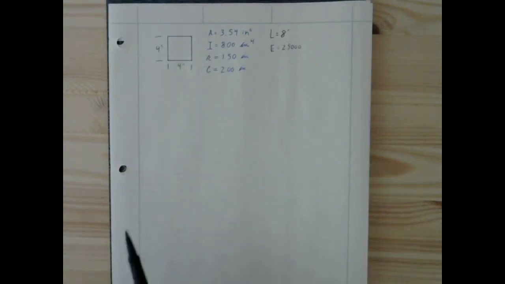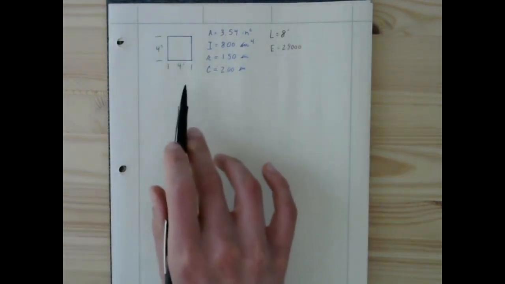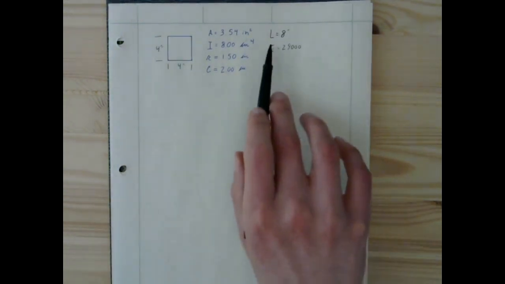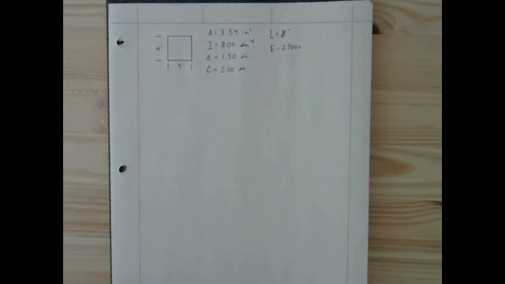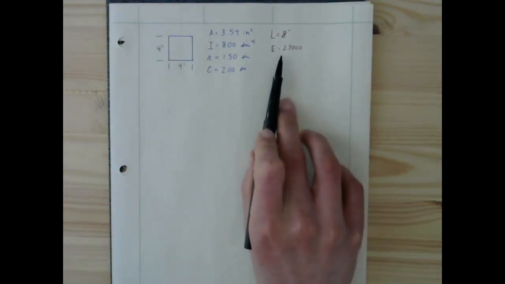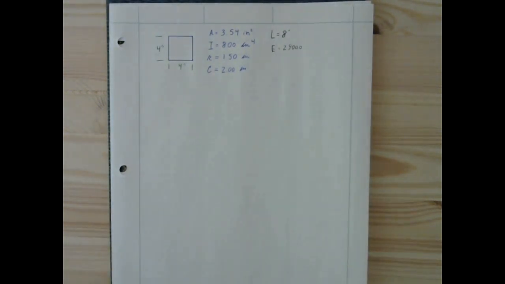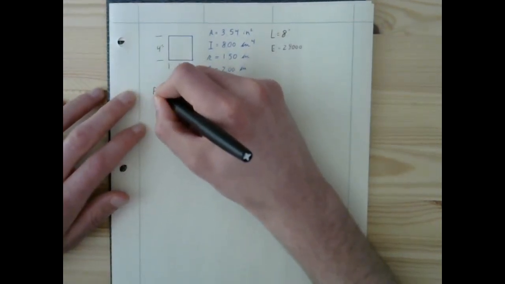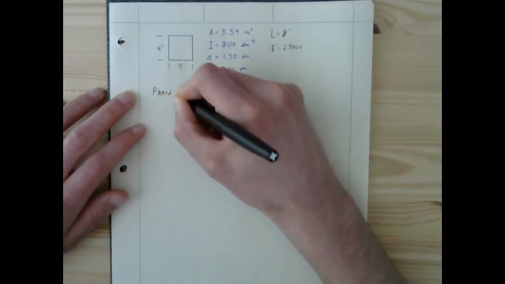Let's say we have an HSS column, 4 inches by 4 inches, that is 8 feet long and has the normal Young's modulus theory. Let's think about all of the different boundary conditions it could have and work through those. So the first one, obviously, is pinned.